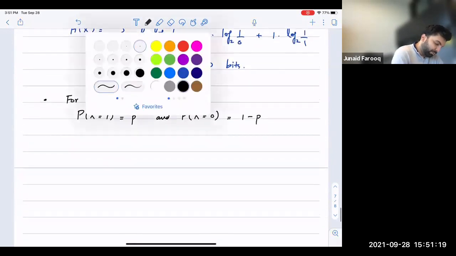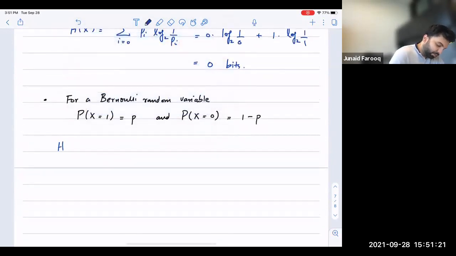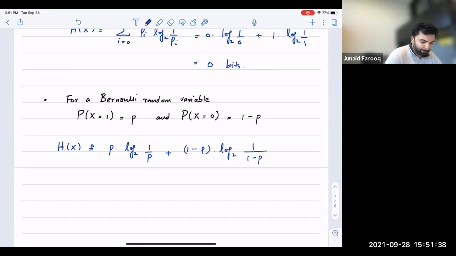Now the entropy, by formula, is going to be p times log 2 of 1 over p plus 1 minus p times log 2 of 1 over 1 minus p. You take the probabilities, take the inverse, do the log, and then average it with their corresponding probabilities.